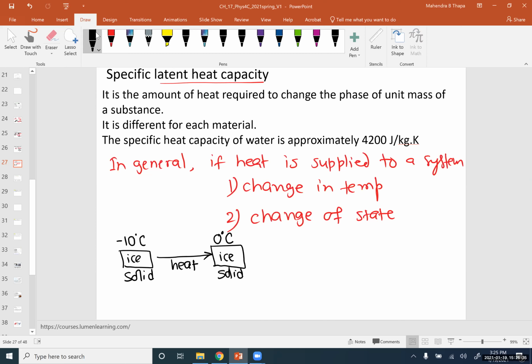Okay. If you continue heating, what will happen? Now ice converts to water. Now there is a change of state. This is converted to liquid. But be sure that in that time, the temperature will not change. Temperature is still 0 degrees. So when a change of state happens, in that scenario, there is no temperature change. You see that.